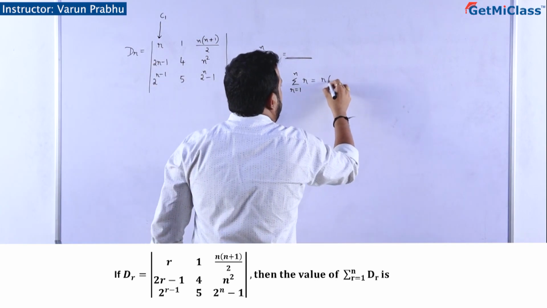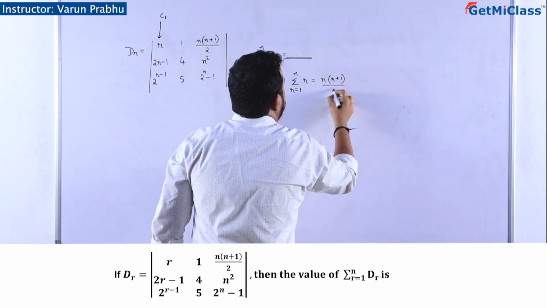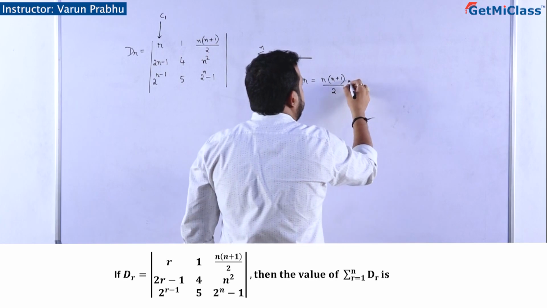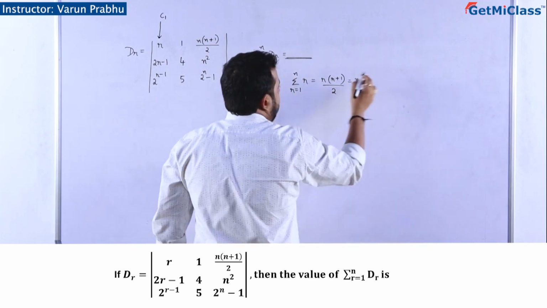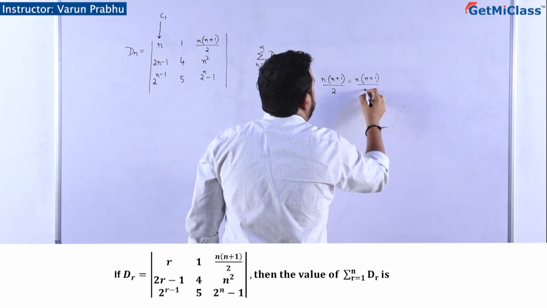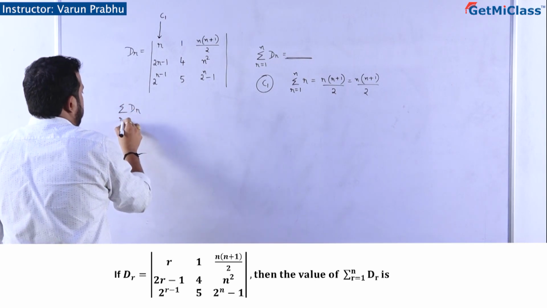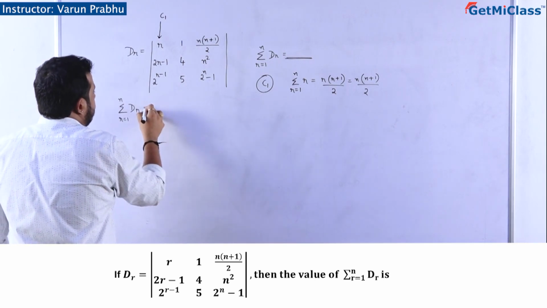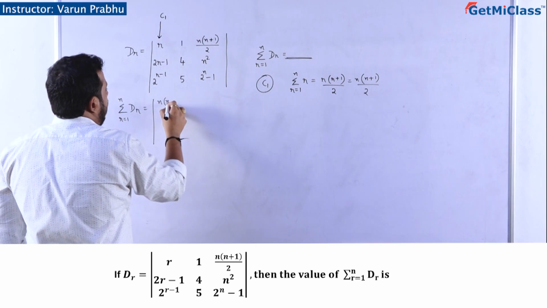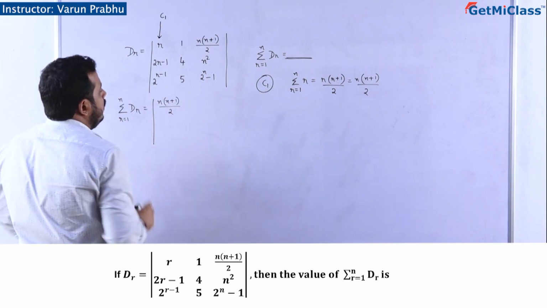That is nothing but n into n plus 1 divided by 2, correct or not? This is 1 to n, right? So n into n plus 1 divided by 2. So I can write sigma r, r is equal to 1 to n, as n into n plus 1 divided by 2.